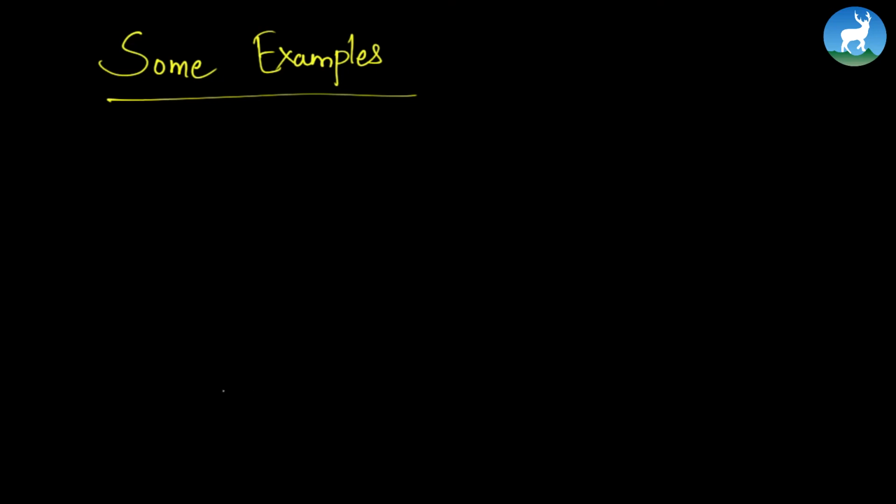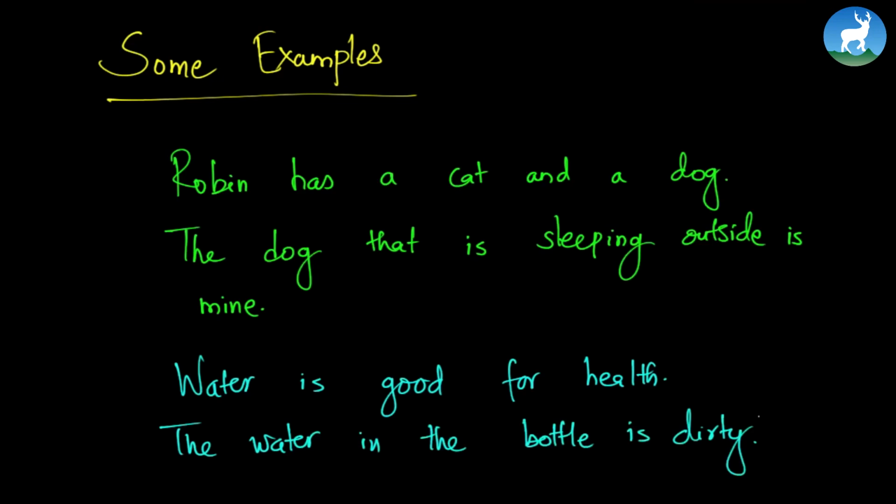I'm not going to write all the rules. I'm just going to give you some examples. Alright, here are 4 examples. Let's go one by one. Robin has a cat and a dog. So any cat and any dog, not a particular dog. We are not talking about a fixed Labrador or a Japanese Spitz. We are not even talking about the types of cats. So any kind of cat and a dog. So Robin has a cat and a dog. Right? One cat and one dog.